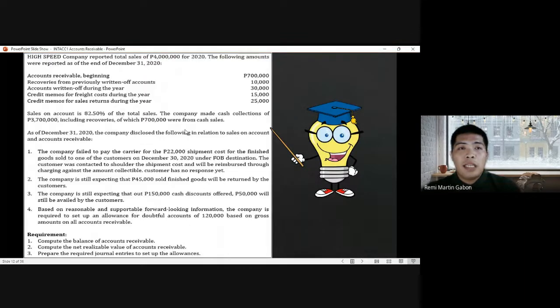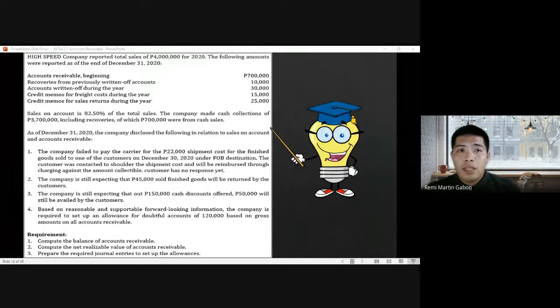Okay? So let's go back to the problem. The problem provides that the company made cash collections of 3,700,000 including recoveries. So the entire 3,700,000 includes the recoveries. But out of the 3,700,000, 700,000 was coming from cash sales. So if I'm going to ask you, how much are our credit collections, or collections coming from accounts receivable? How much is that?